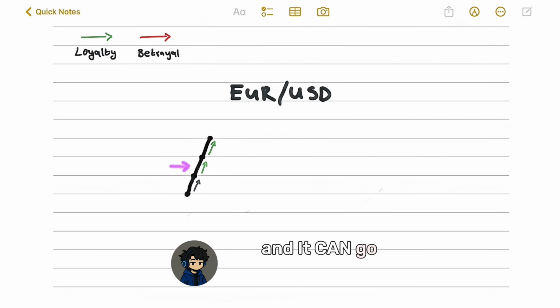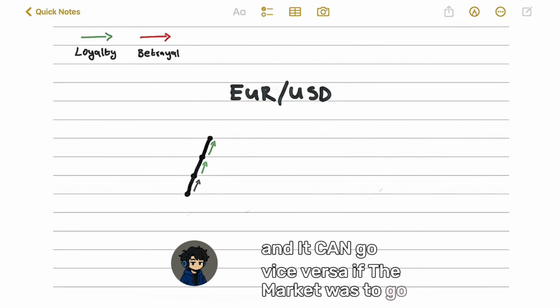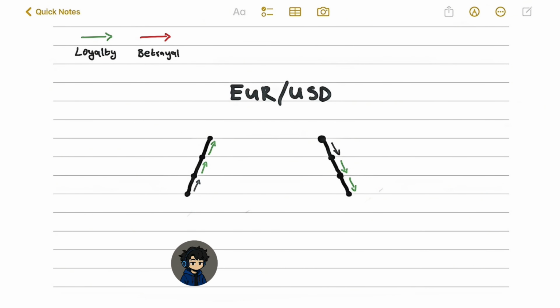And it can go vice versa. If the market was to go down, there was a move down, and then this move was loyal to this one. This one was loyal to this middle arrow.